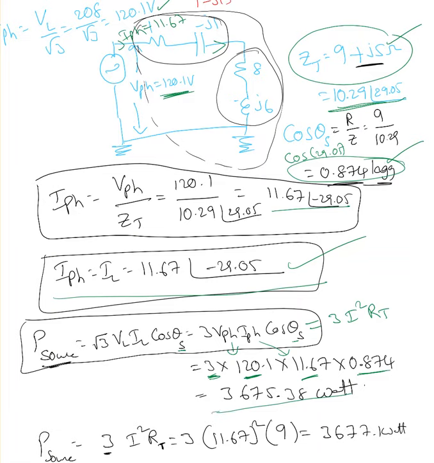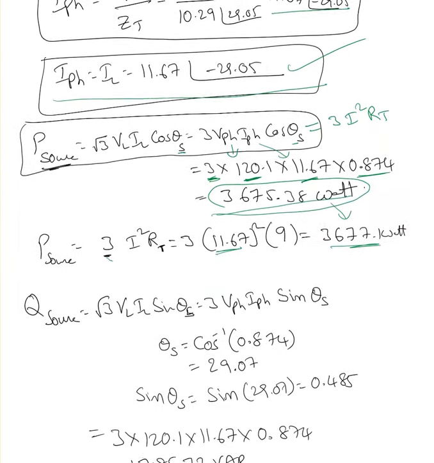So we found that P source equals 3675.38 watt. If you use 3 times I square times R total, so 3 times 11.67 square times 9, it must be the same number. I mean, there is a small error in there.